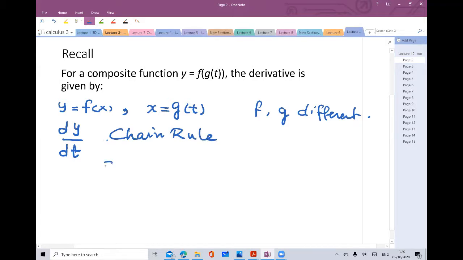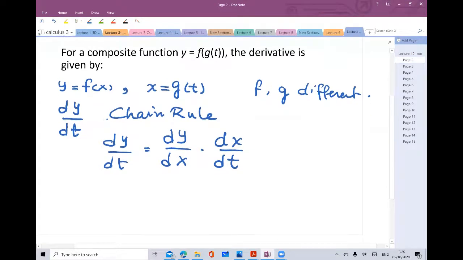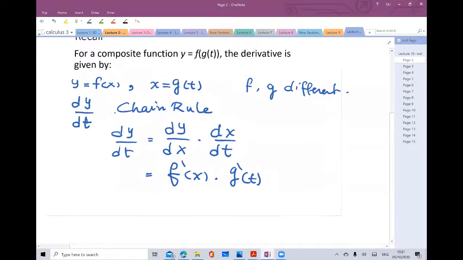We said that dy by dt, where y is a function of x, is equal to the derivative of y with respect to x, times the derivative of x with respect to t, since x is a function of t. So if f is differentiable, then dy by dx is the derivative f prime of x, and x is a function of t, so dx by dt would be the derivative g prime of t, right? So this is the chain rule when we had one variable.